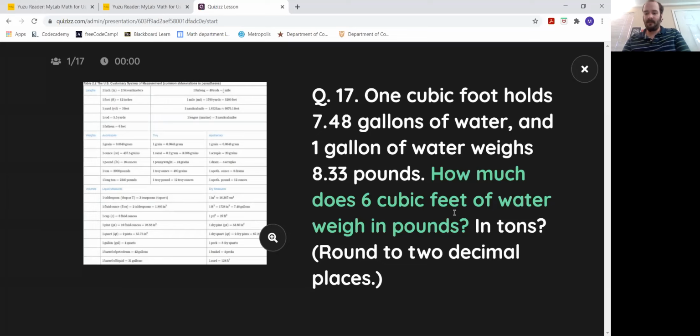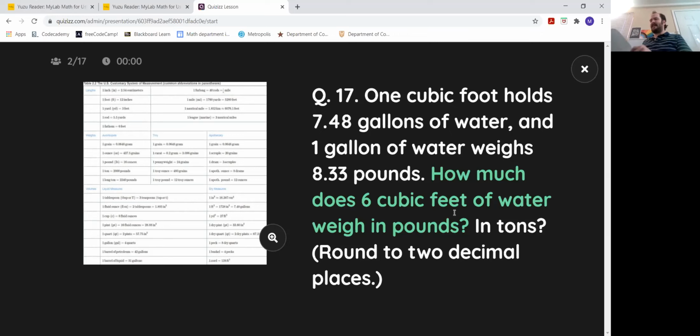Cubic feet. I would start out with the 6 cubic feet. Is there some sort of conversion factor that has cubic feet that I can use to transfer that to a different unit? And how do I do that? So I think what I'm doing is I'm going from cubic feet to gallons, and then I have to go from gallons to pounds, is what it looks like I'm doing.